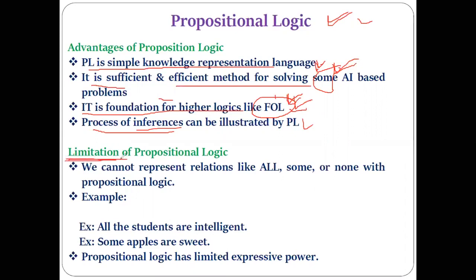There are major limitations in the case of propositional logic, and because of that we have to go forward and see the next kind of logic, that is our FOL, first order logic. Now, what are the limitations? The major limitation is that we cannot represent relations like all, some or none with propositional logic.